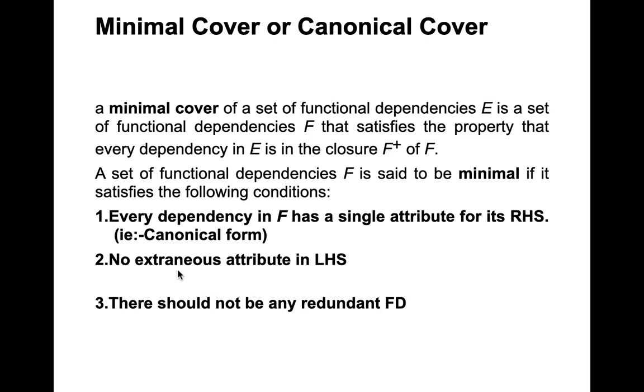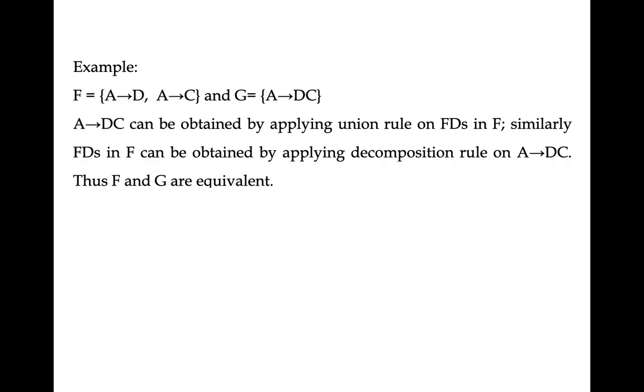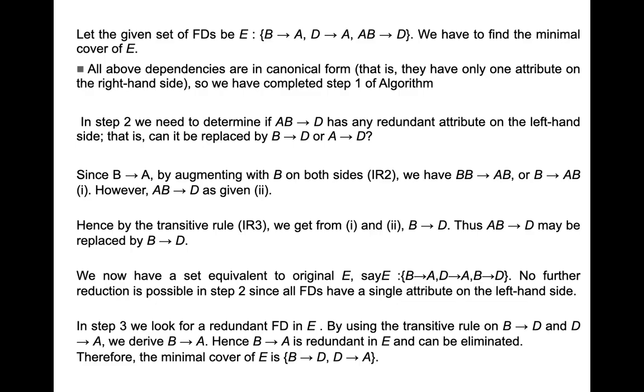Now the second step says no extra attribute in LHS. So in this, which dependency can actually violate that condition? There should be no extra attribute in the left hand side. B gives A already has only one attribute in the left hand side. D gives A also already has only one attribute on the left hand side. AB gives D has more than one attribute on the left hand side.